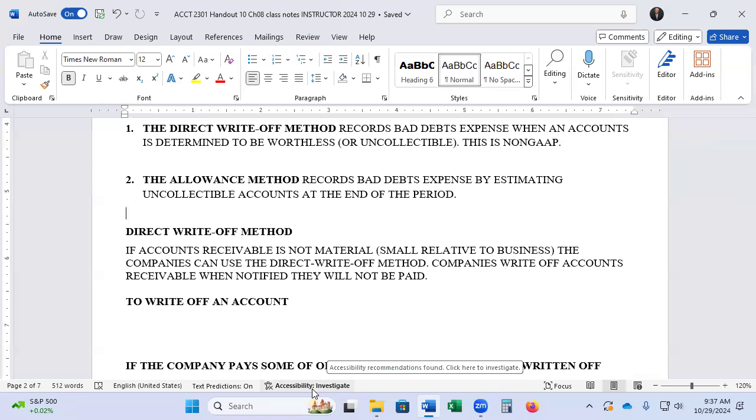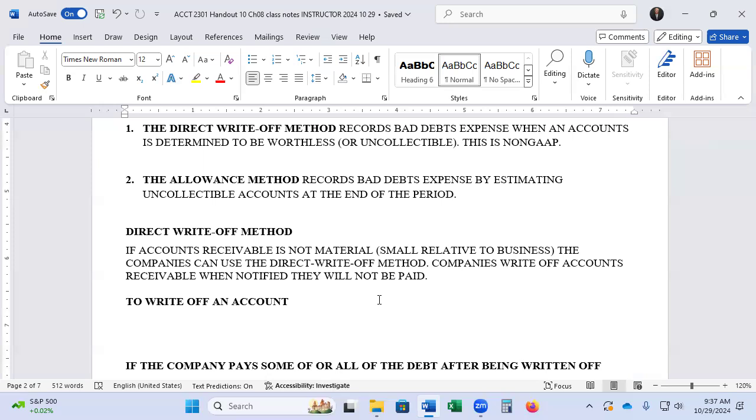So the direct write-off method, I put that paragraph in there for you. If accounts receivable is not material, which means that accounts receivable is small relative to the rest of the business, then companies can use the direct write-off method even though it's non-GAAP. Because the argument is that it's so small that my investors won't care. And so whenever they realize that the amount is uncollectible, usually, by the way, you get something from the bankruptcy court that says this customer is not going to be able to pay. And that's how you know that there's going to be an issue.